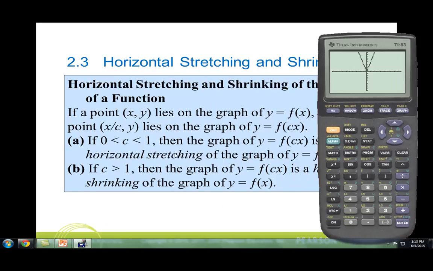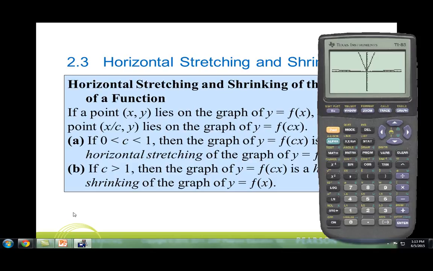If I wanted a horizontal stretch, notice that the number I multiply x by should be in between 0 and 1. So I'll go back to y equals. So I'll put in the absolute value of 0.1x. And this should result in a horizontal stretch. So note the differences on the two.